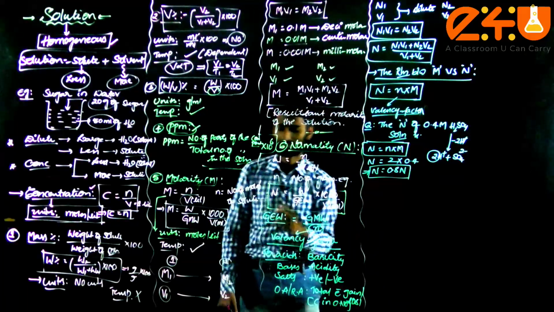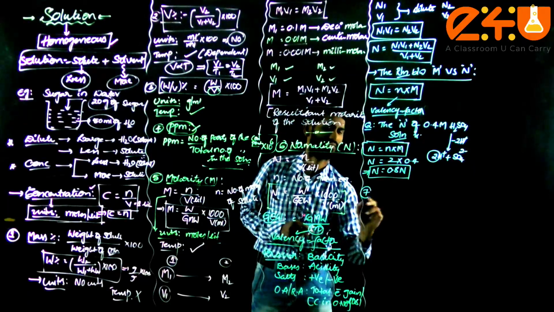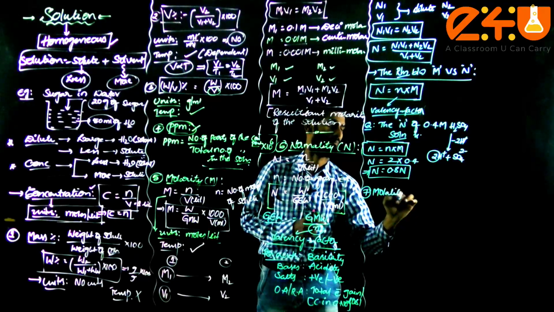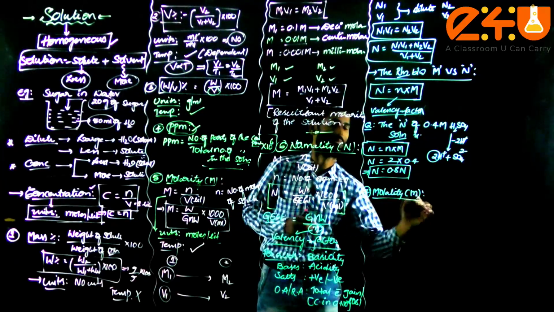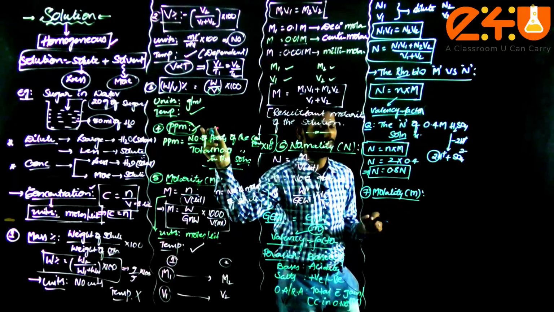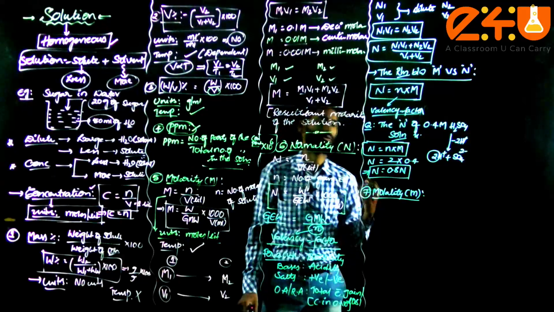Next, after normality we have molality. Molality is small m. This is the molarity, dear students, please don't forget: this is the molality, the small m, and that is capital M, molarity. How can you define molality?